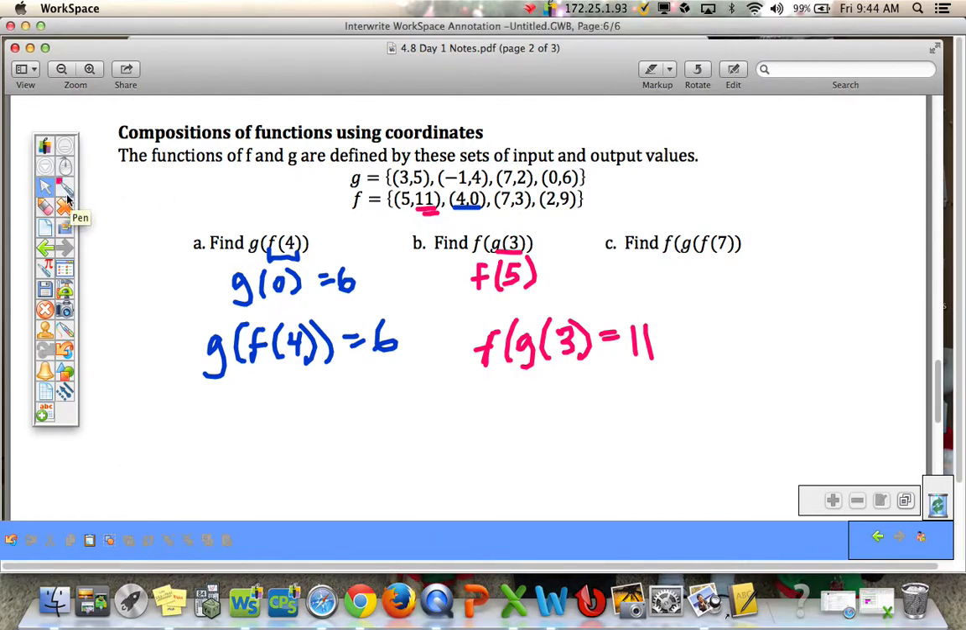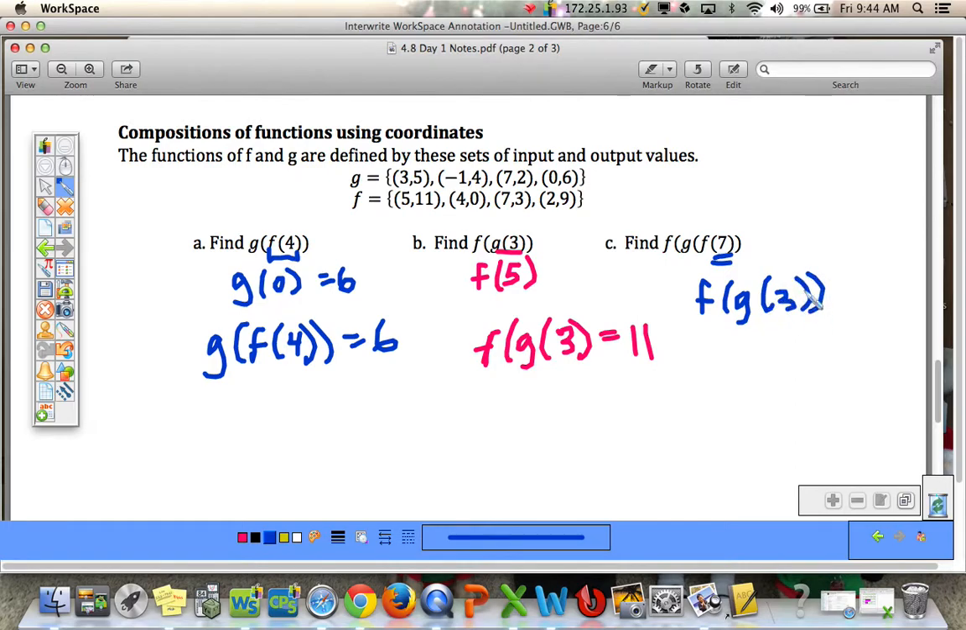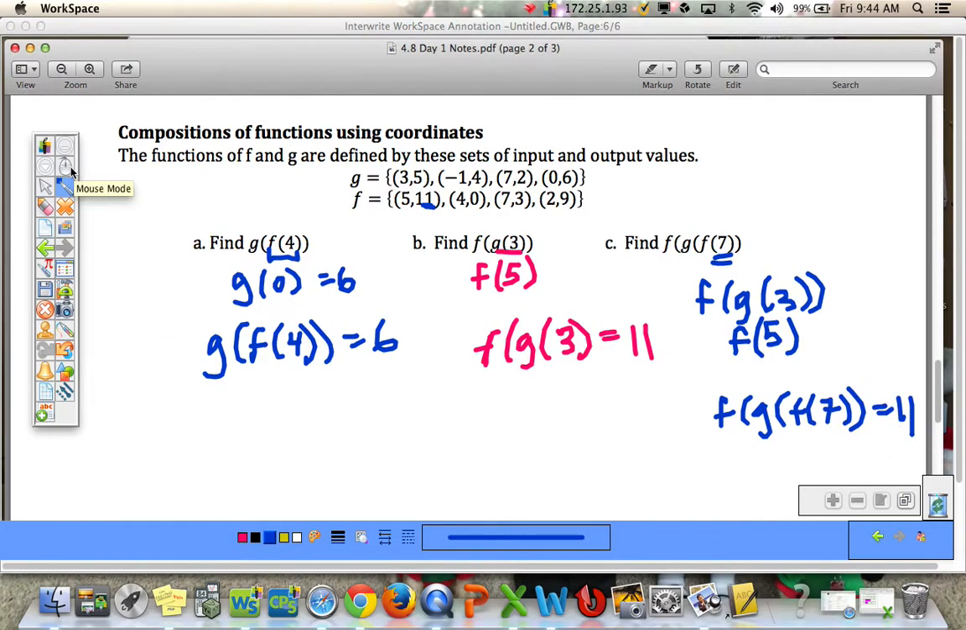All right, let's try 3 in a row. Can we handle it? Let's see. So the next one, start with f of 7. Okay, so f of 7 is 3. So we have f of g of f of 7. Now find g of 3, and that's 5. So now find f of 5. F of 5 is 11 again. Okay, so we say f of g of f of 7 equals 11.